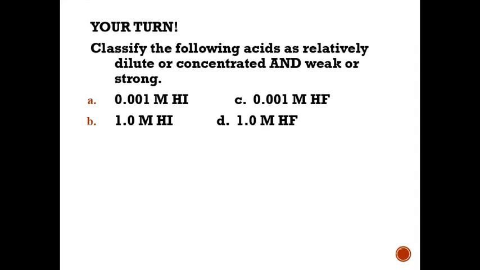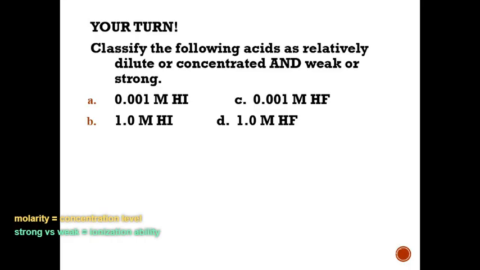Here's where you apply what we just learned. You need to classify each acid on 2 independent scales. First, look at molarity to decide if it's dilute or concentrated. Remember, 0.001 M is very dilute, while 1.0 M is concentrated. Second, you need to know whether HI and HF are inherently strong or weak acids.